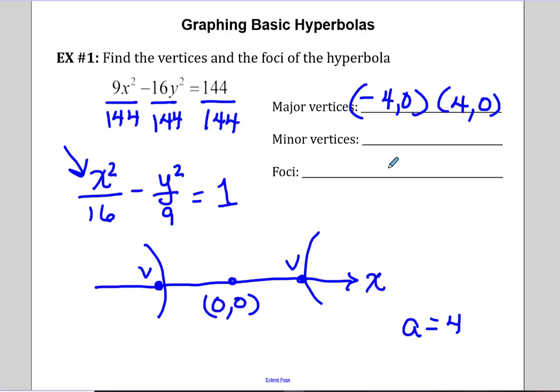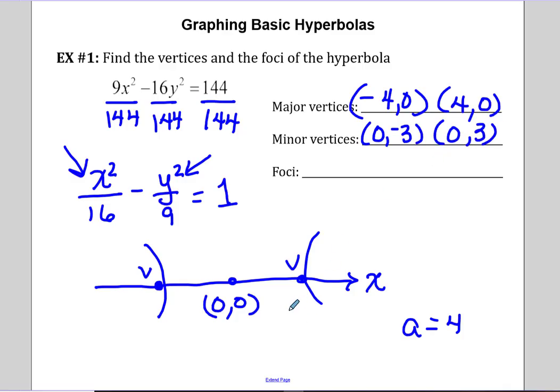And then the minor vertices would be the b value. So here the b value is under the y, and the y is 3, which puts our vertices at 0, negative 3, and 0, positive 3.